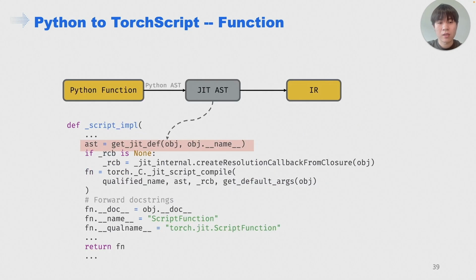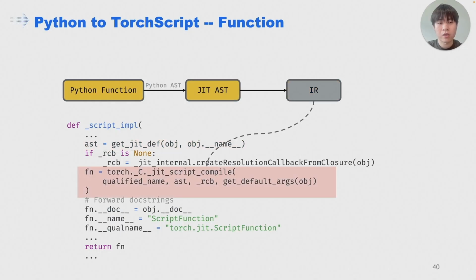Let's look at the function first. The compile process is handled within the script_impl function. There are two main functions, get_jit_def and script compile. The get_jit_def function performs two main tasks. First, it uses the ast library to convert Python code into a Python AST. And second, it calls build_def to transform that Python AST into a self-implemented JIT AST.